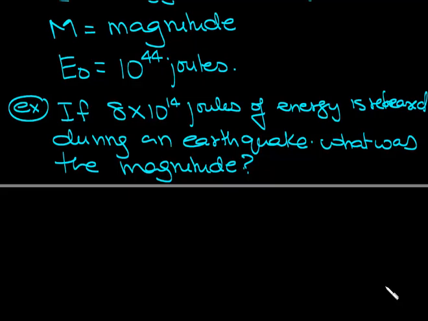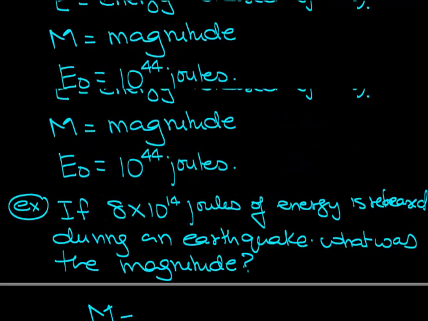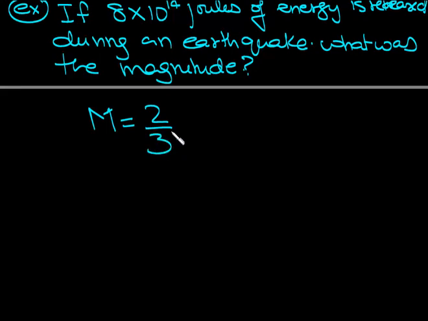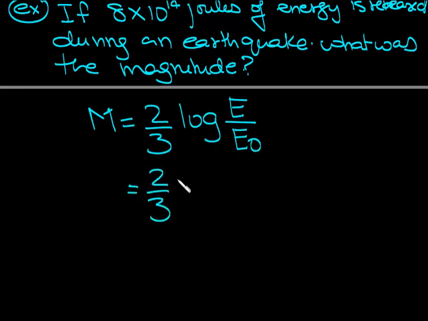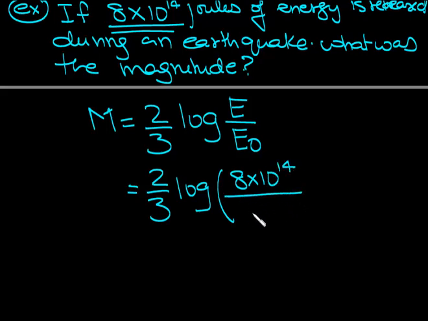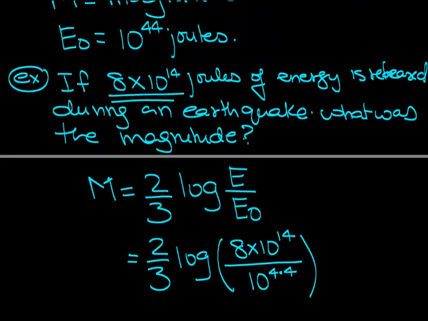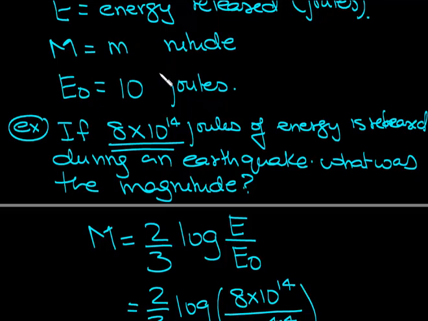so let's do this. They just want us to find the magnitude. M is equal to, the formula is right there, it's 2/3 log of E divided by E naught. So we have 2/3 log of E, which is given to us as 8 times 10 to the 14, divided by E naught, which is 10 to the 4.4. That's a constant. 4.4.